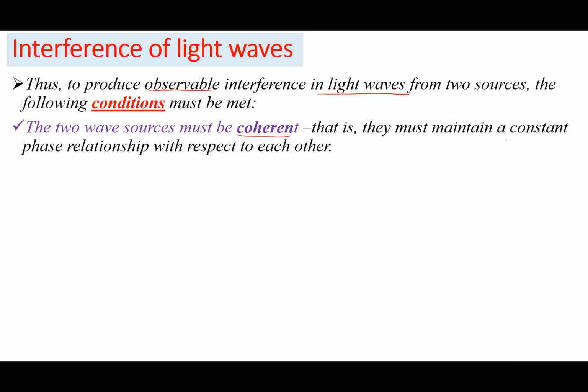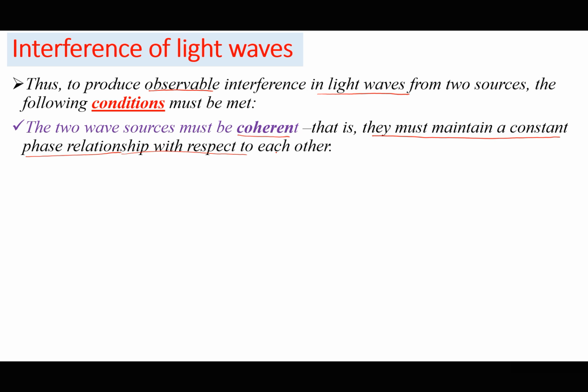They must maintain a constant phase relationship between them. So two wave sources must be coherent. Coherence means maintaining a constant phase relationship between two waves or between two wave sources.